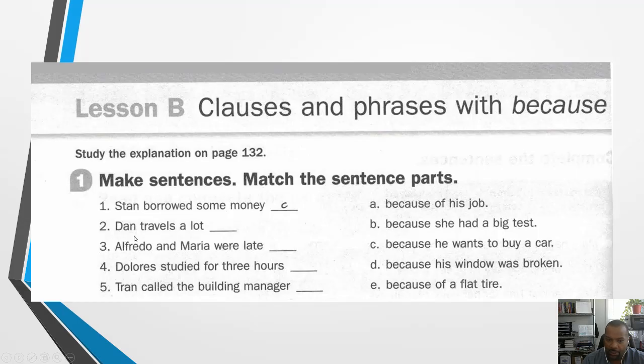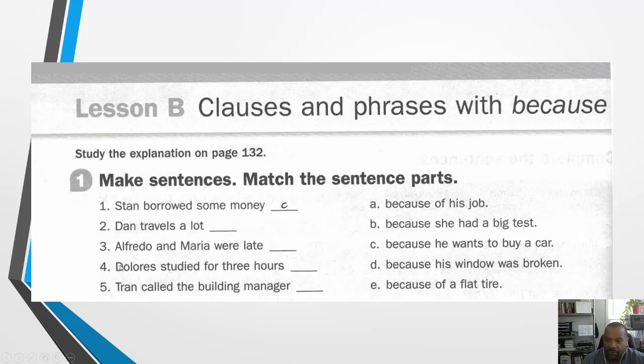Okay, so hopefully you had some time to pause the video and work on 2 through 5. Let's go through them together and see how you did. All right. Dan travels a lot. I chose A, because of his job. Because of his job. All right. Number 3, Alfredo and Maria were late. I chose E, because of a flat tire. Because of a flat tire.